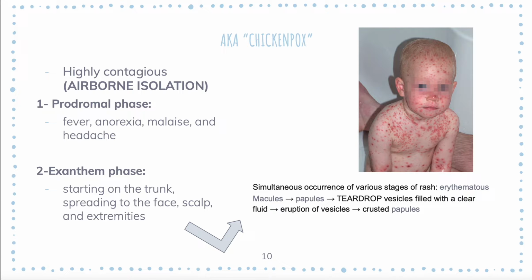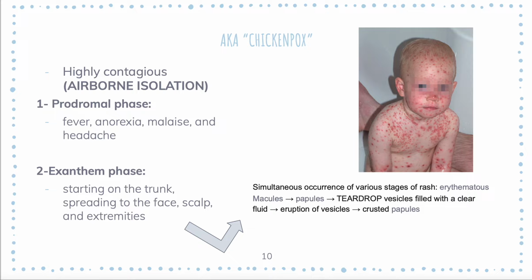So in the exanthem phase, they usually present with a rash that starts from the trunk and then goes to the face, scalp, and extremities. But what is the characteristic of this rash? What is the characteristic of this rash? They usually present with erythematous macules.